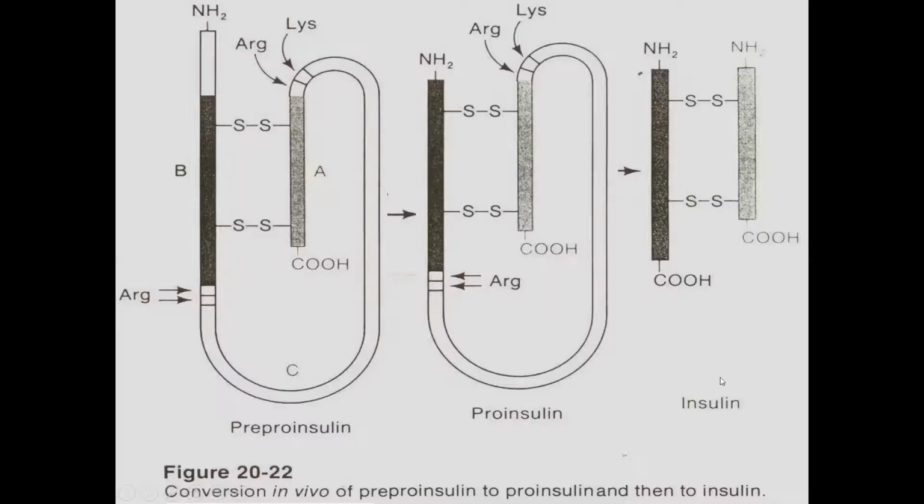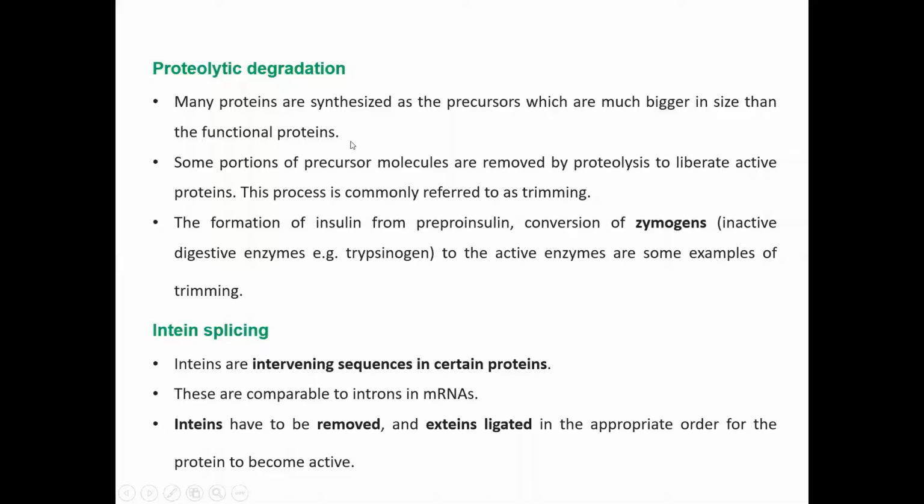So for the function of insulin, this much part is necessary. This is the structure for active insulin. So that is an example of proteolytic degradation. Other examples are zymogens, that is, inactive digestive enzymes like trypsinogen. These are also synthesized as bigger proteins which are trimmed to the active form.